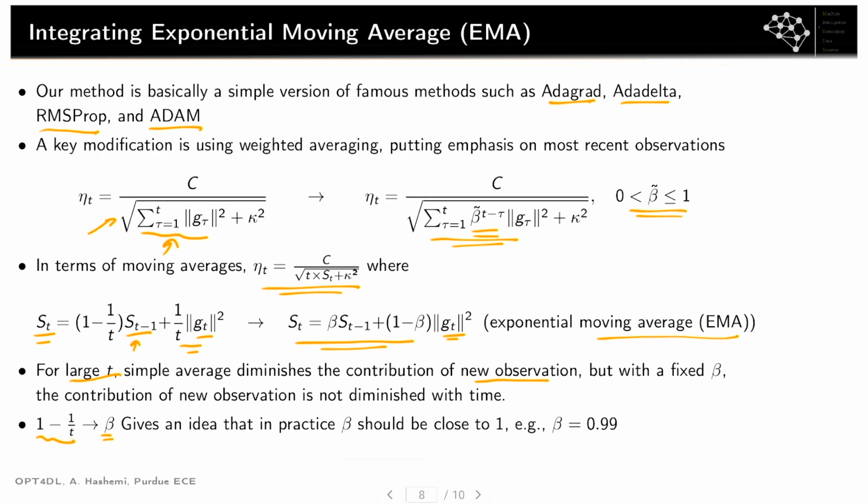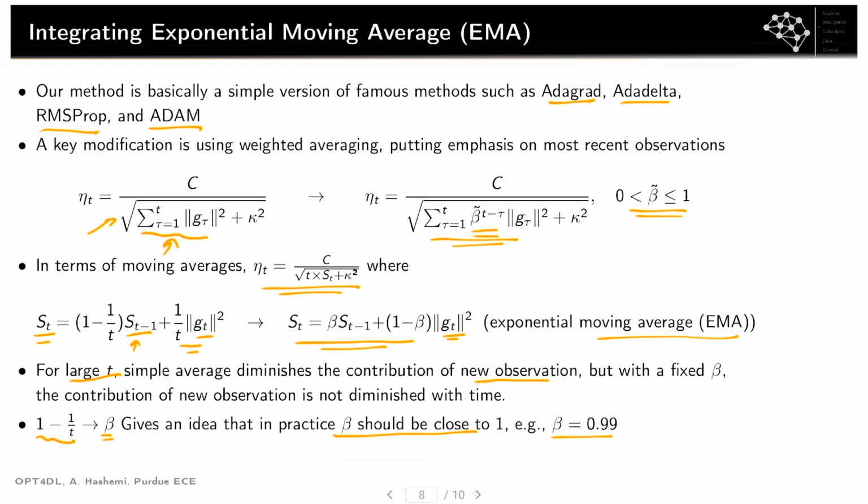Again, 1 over t is small, so 1 minus 1 over t is something very, very close to 1. Therefore, in practice, what we do is that we actually set beta to be very close to 1 as well. For instance, we may use beta to be 0.99, which I believe is the default value that's used in the Adam optimizer we'll be talking about in future lectures.